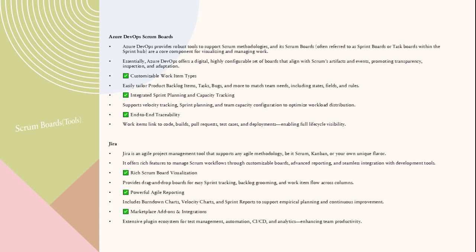Though Scrum is a framework, tools help bring it to life. Azure DevOps Scrum boards let teams visualize and manage work with customizable items, sprint planning, capacity tracking, and full traceability, making transparency simple. Jira is another popular tool with customizable boards, agile reports, burn down, velocity, and extensive add-ons for integrations. Both support Scrum's principles of transparency, inspection, and adaptation in a digital workspace.